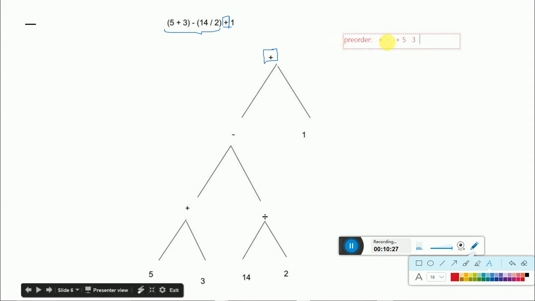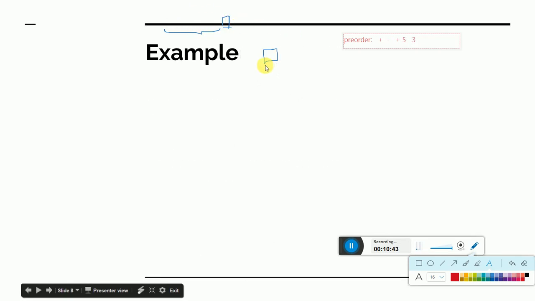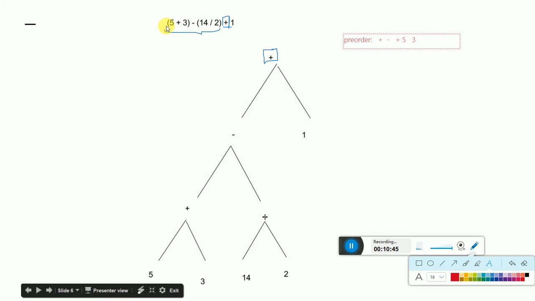So while we have all these symbols and everything here, when we actually go to evaluate this, the very first thing that we would do is to add 5 and 3. If we go back to our original problem, adding 5 and 3 would also be the first thing that we would need to do because of the order of operations.